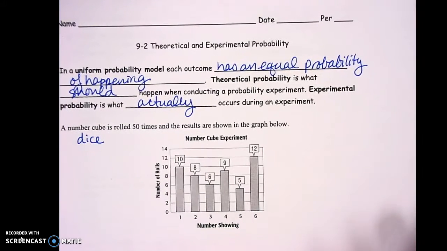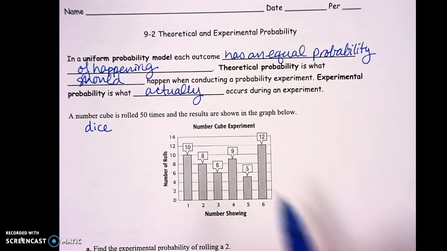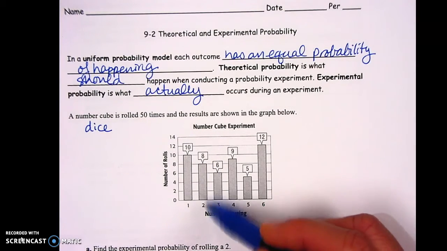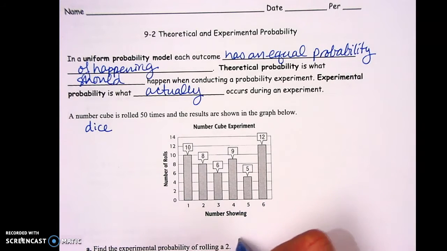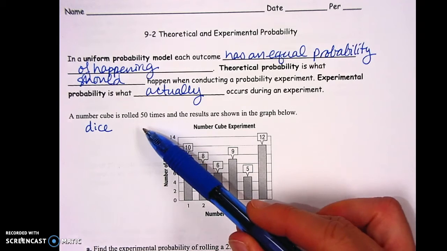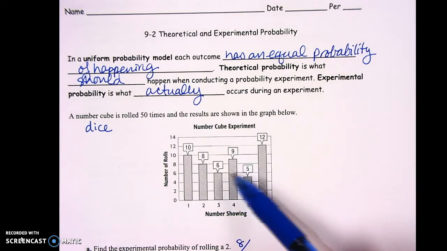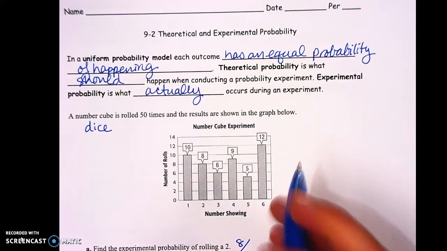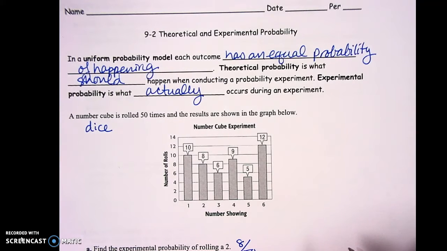Part A says find the experimental probability of rolling a 2. So that means what actually happened. So the number showing 2, we had 8 of those. And this was out of 50 times, so I could add all of these up, but it should equal 50. So 8 out of 50 times, a 2 was actually rolled. As a reminder, with fractions we always simplify, so this can be reduced to 4 out of 25. And I can leave my answer as a fraction.